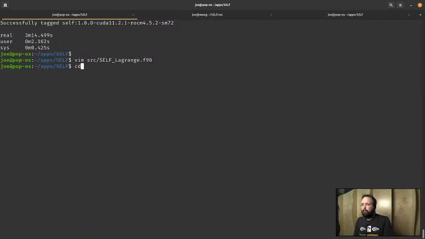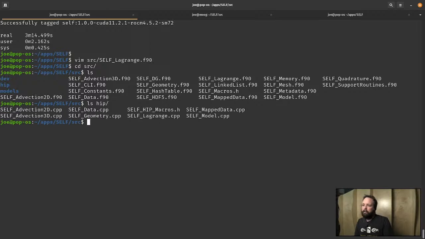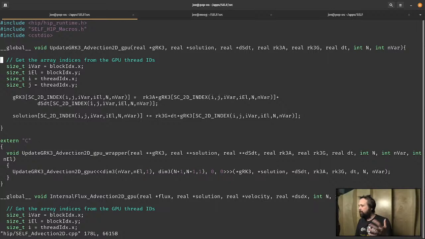The structure that I prefer for this, if you're looking in the source directory for this repository, is that I've got self-lagrange.f90 in here. If you look underneath the HIP subdirectory, you'll see I've got a self-lagrange.cpp. That's the associated C++ file that contains all the HIP kernels. I've got one already started for self-advection because I needed a couple of routines already offloaded to the GPU for the advection. If you've been following this series for some time, you've probably seen some of this stuff get developed.